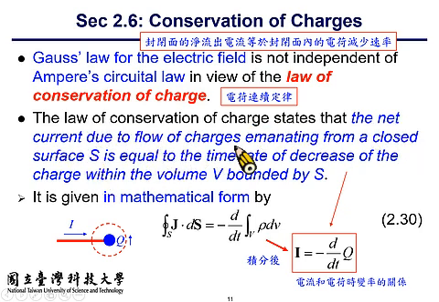The law of conservation of charge states that the net current due to the flow of charge emanating from a closed surface S is equal to the time rate of decrease of the charge within the volume V bounded by S.